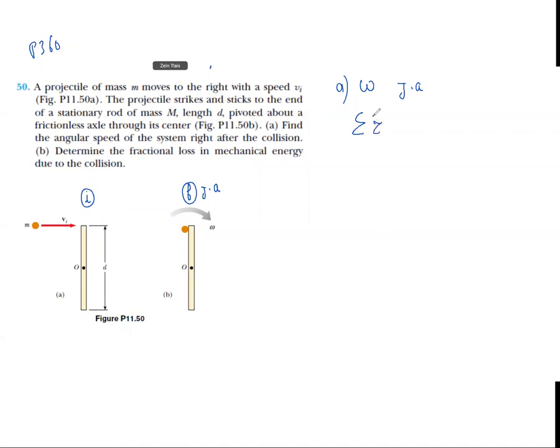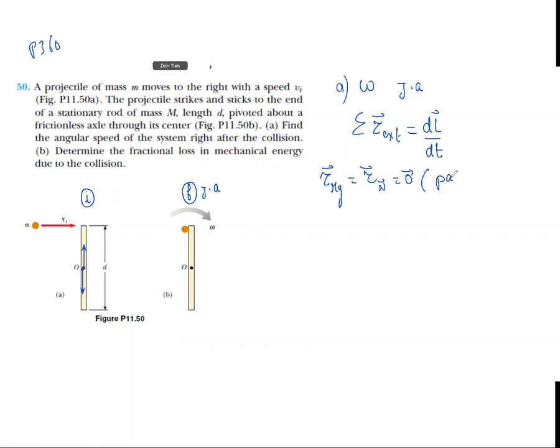The summation of tau external equals dL divided by dt. Okay? Here, the total force applied on the system: we have mg, and here we have the reaction N. Tau of mg equals tau of N equals 0. Why? Because they pass through the center, the axle.